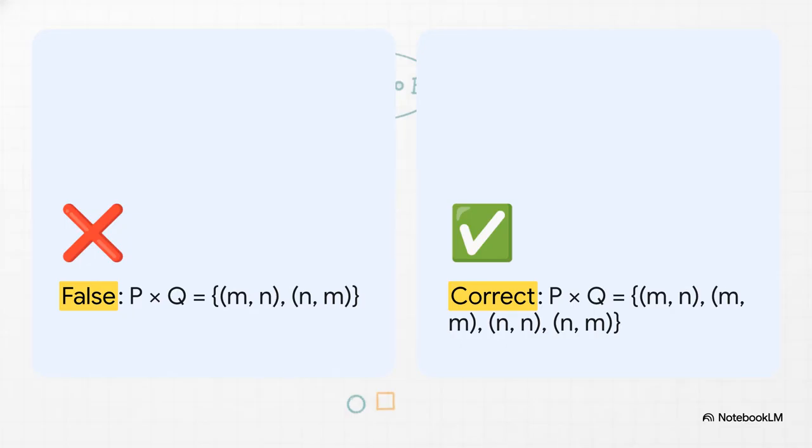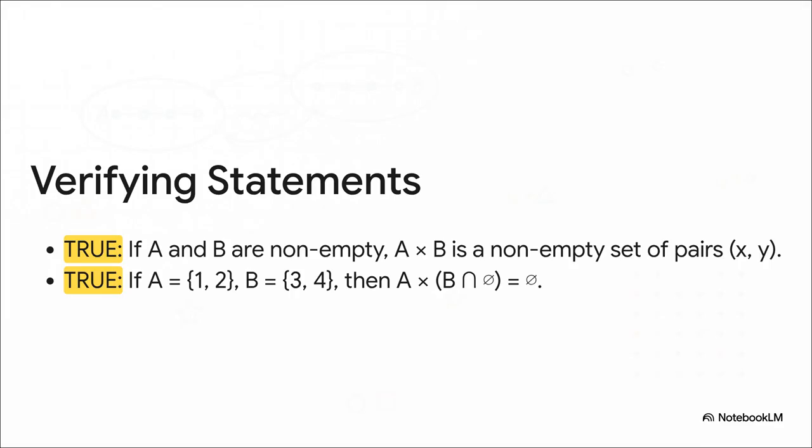Set P has 2 elements, and set Q has 2 elements, so their product must have 2 times 2, which is 4 elements. The statement is missing two pairs, (m, m) and (n, n). The correct full set is the one you see right here. Now, the other two statements here are actually true. The first one, well, that's just the official textbook definition of what we've been doing this whole time. The second one is also true, and it makes perfect sense if you think about it.